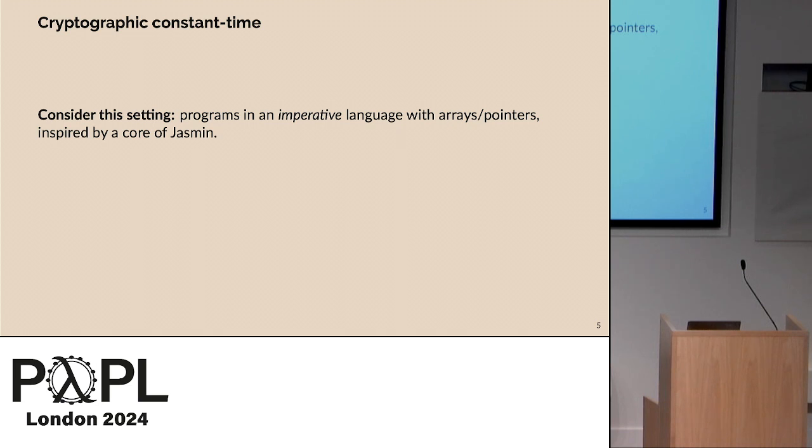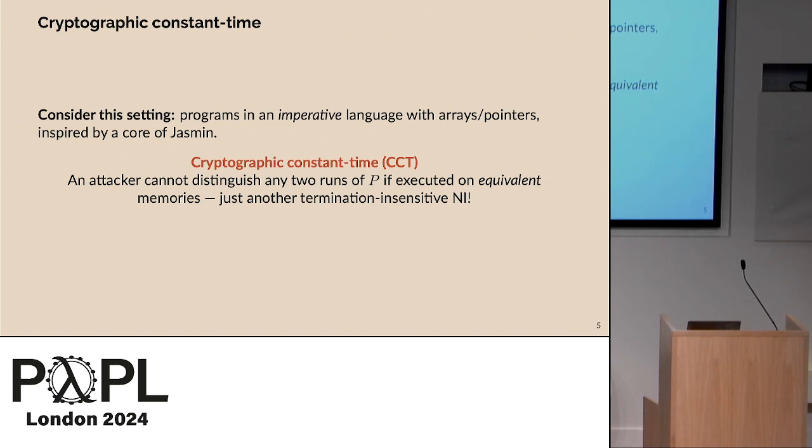We consider this definition, which is pretty much standard in an imperative setting, with an imperative language which is actually memory safe, with arrays and pointers, which is inspired by a core of Jasmin, a well-known programming language for cryptographic code. And cryptographic constant time is just another termination-insensitive non-interference. It tells us that if we take a program P, and we run it on some low-equivalent memories, and if this program terminates in both memories, then the leakage that the program produces is the same.